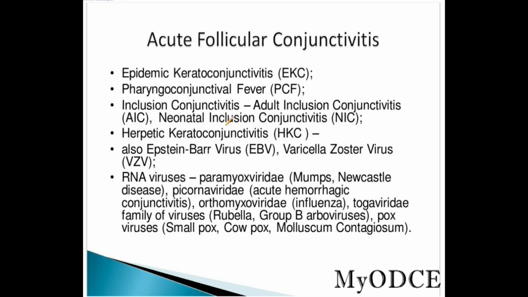And there are also lots of RNA virus infections out there as well, such as mumps, Newcastle, acute hemorrhagic conjunctivitis, rubella, smallpox, molluscum contagiosum, which are benign viruses that lie on the dermis of the skin. Oftentimes, near the lid margin, they'll flake off and trigger a follicular conjunctivitis as well. Again, this is a non-exhaustive list.